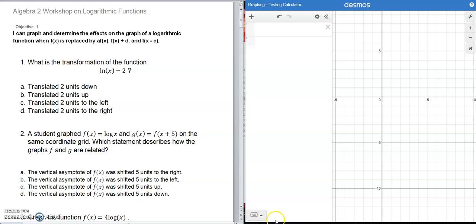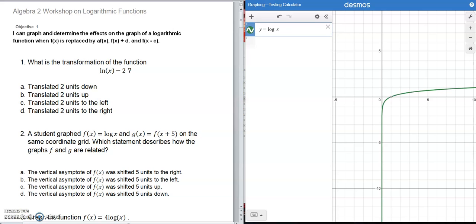Question number two. A student graphed f of x equals log x and g of x equals f of x plus 5, where the 5 is inside the parentheses. On the same coordinate grid, which statement describes how the graphs f and g are related? It is best to use Desmos on this one. So let's go ahead and plug it in.